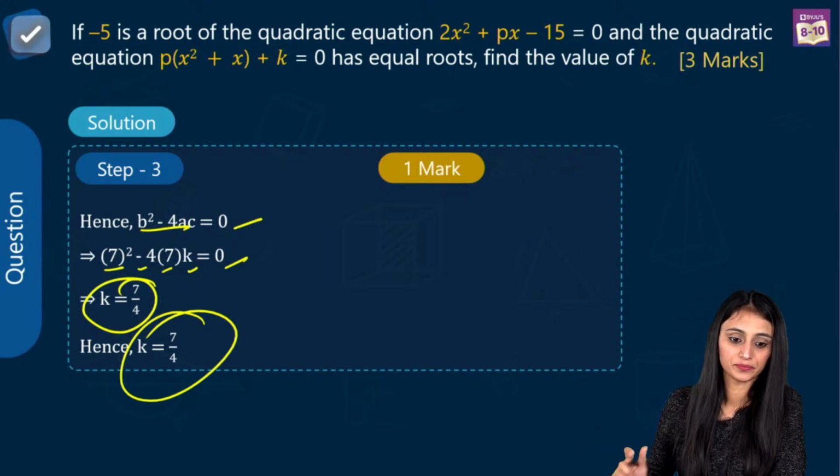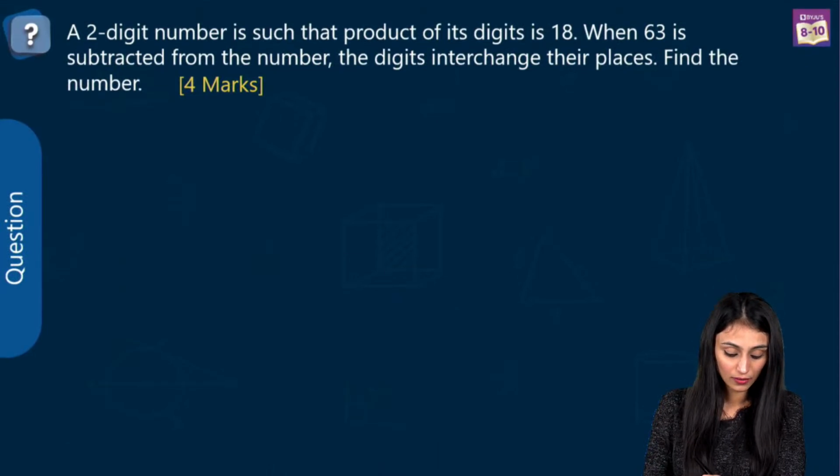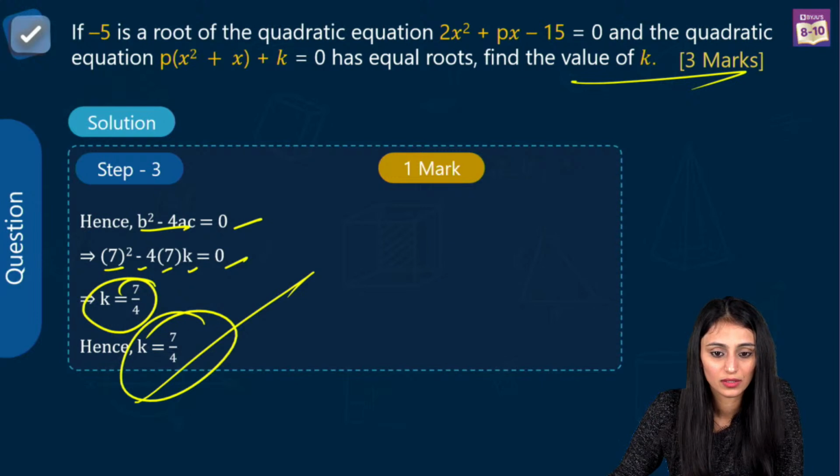All right. Let's move ahead. Now what do we need? We needed the value of K, right? Which is basically 7 by 4. Yes, Charvi.